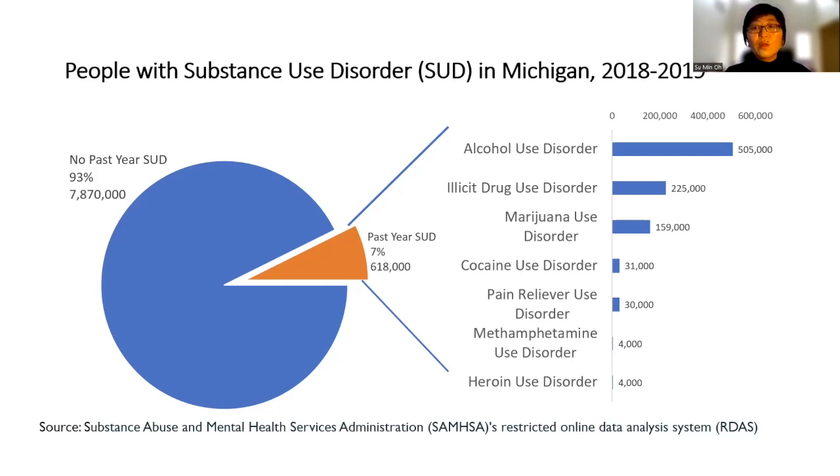disorder. The most common form of substance use disorder was alcohol use disorder. And over 500,000 people were estimated to meet the criteria for alcohol use disorder. When we say alcohol use disorder, they meet the criteria for alcohol abuse or dependence based on the DSM-5. DSM stands for the Diagnostic and Statistical Manual of Mental Disorders. The 5 means the 5th edition.